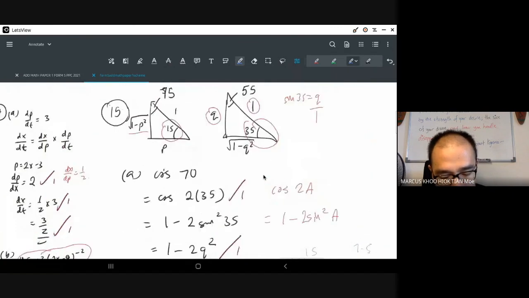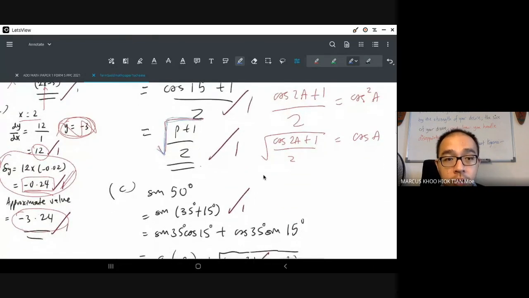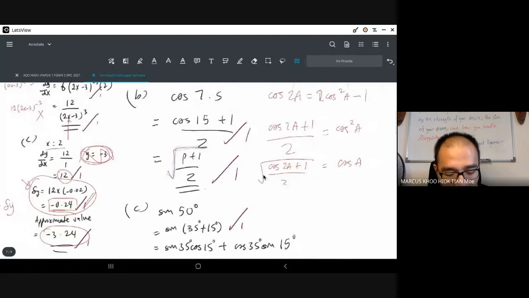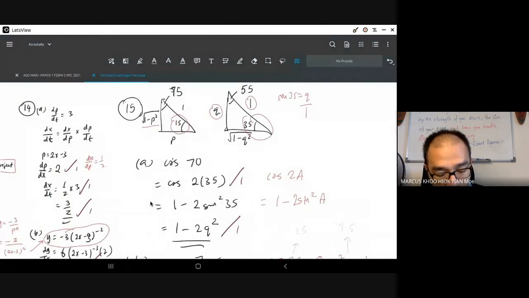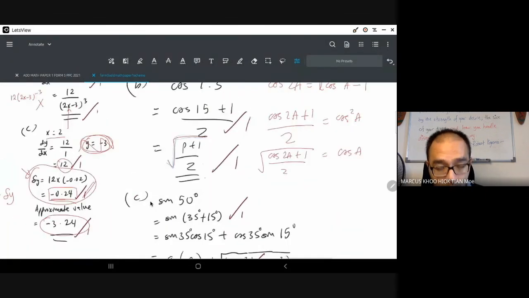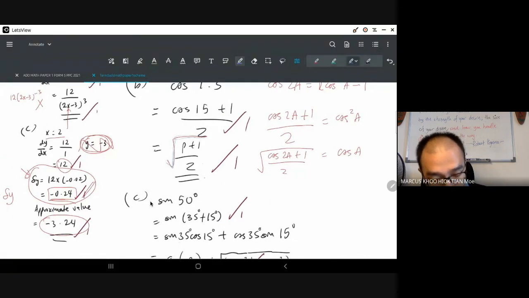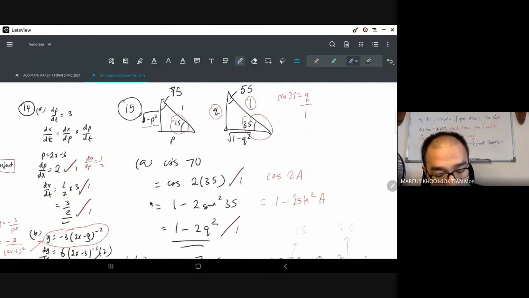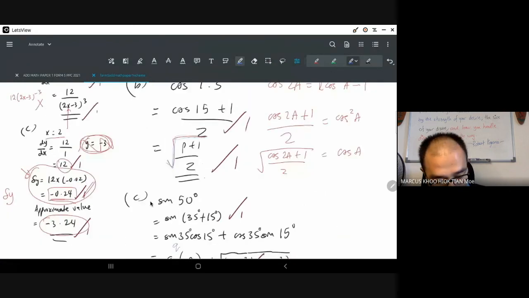Last one, sin 50. Okay, dia ada 50 di sini bahkan. Okay, there's 75, 55, 50, and 35, but 50 we can actually split it into sin of 35 plus 15. Okay, so sin 50 equals sin of 35 plus 15. Then you put sin 35 cos 15 plus cos 35 sin 15, and you should be able to get the answer lah. Okay, sin 35 is Q. Cos 15 is P.